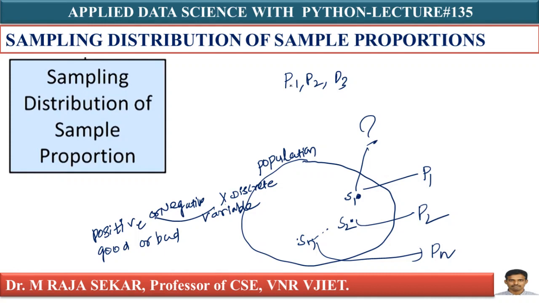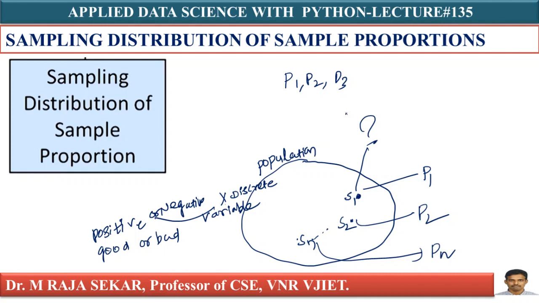In this lecture, we are going to take some samples from the population, and for each sample we are going to compute the proportion. Proportion means how many good products, or how many positive products, there are. That is the proportion.